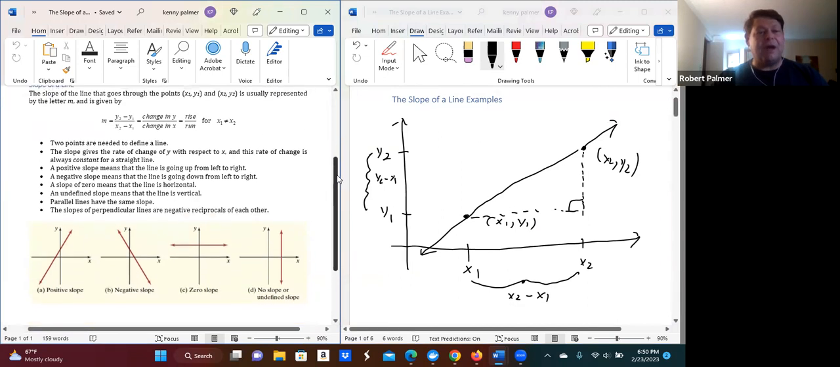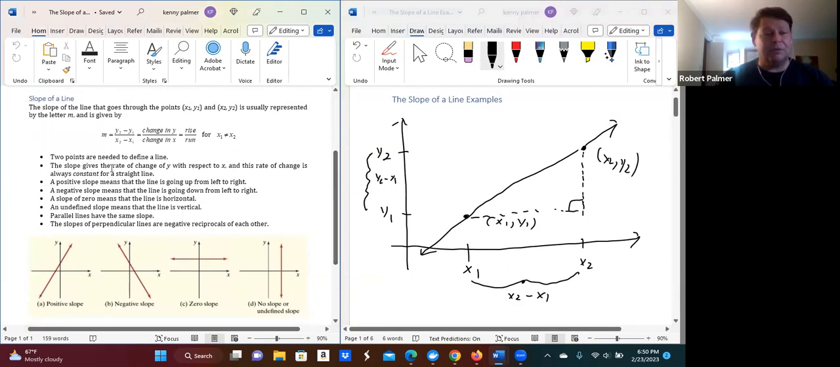Now, let's look at a few facts about the slope. As we said, 2 points are needed to define a line. You only need 2; you can use as many as you want, but 2 is all that's required. The slope gives the rate of change in y with respect to x. So for whatever distance you go on x, it tells us how much y goes up or down. And if you have a straight line, this rate of change is always constant. It's not constant for other kinds of graphs, but for a line, it is always constant.